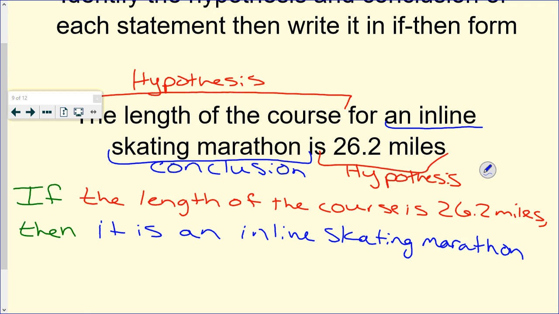Why don't you guys see if you can take a go at the next one by yourselves? So remember, our conclusion is the result. What did we figure out after the first part happened? What was I able to conclude? What was my result?